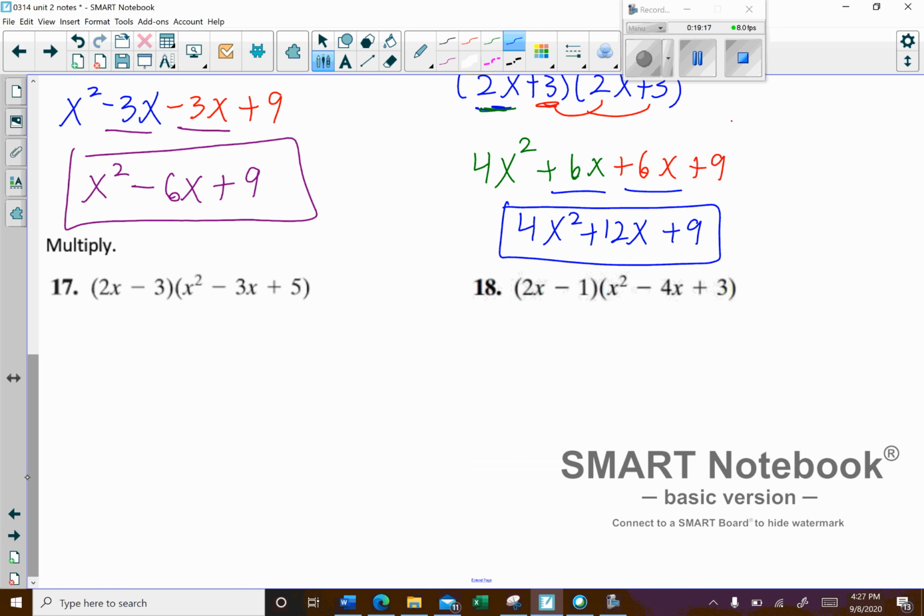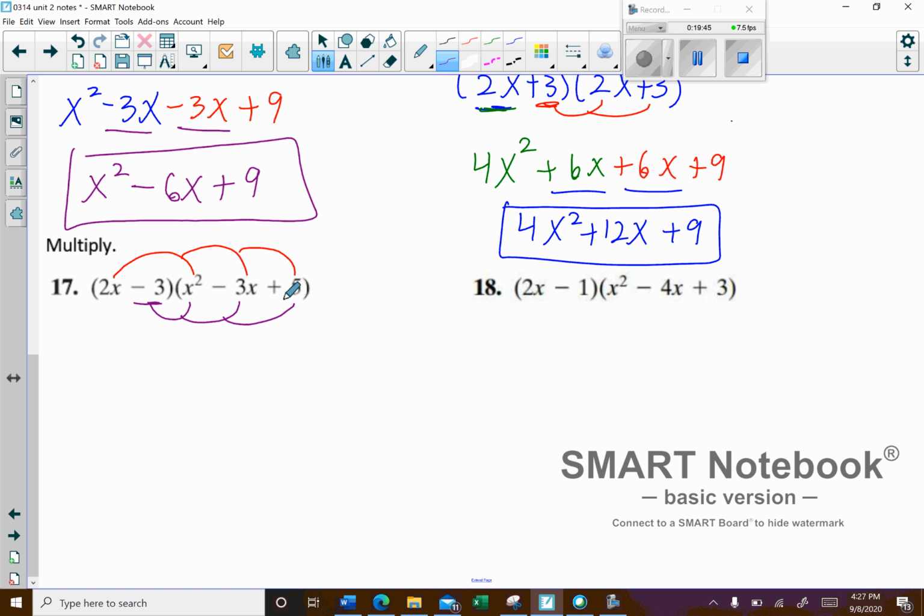Okay, so on our last part, you're multiplying a binomial by a trinomial. It's actually very similar to what we just got done doing. So what I'm going to do is I'm going to multiply the 2x by all 3 of these, and then afterwards I'm going to multiply the minus 3 by all 3 of these, okay? So basically the first term gets multiplied by all of them in the second one, and then the next term gets multiplied by all the same ones, okay?